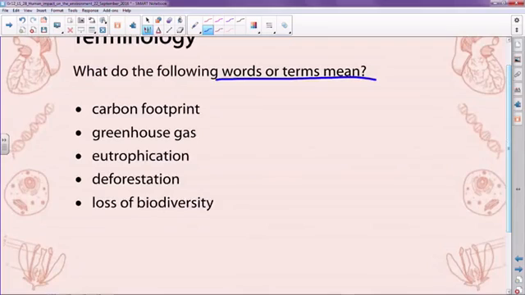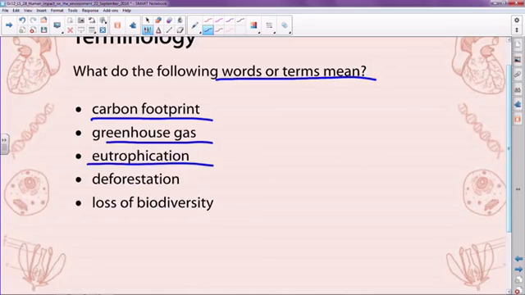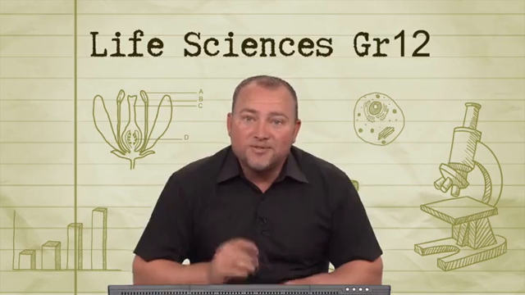Okay, so here they are. Carbon footprint, greenhouse gas, eutrophication, deforestation, and the last one, loss of biodiversity. There are five. I'm going to give you 3 minutes. Make sure you give me exactly what these terms mean. Are you ready? Off you go.